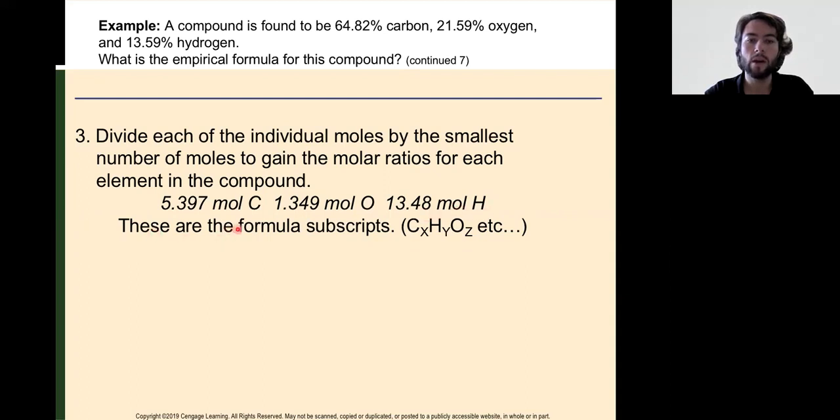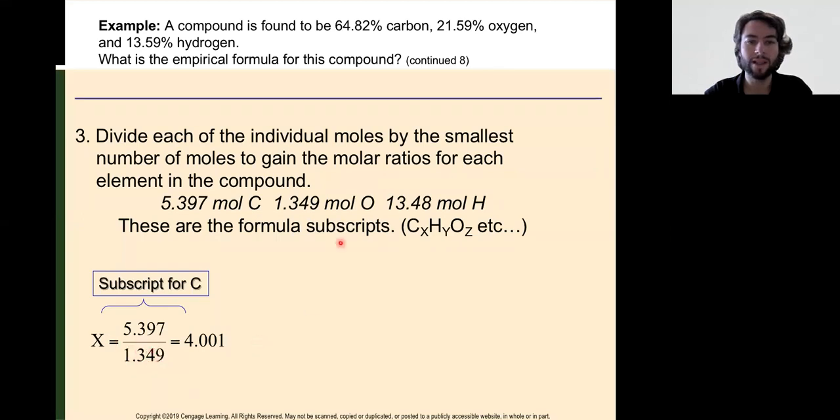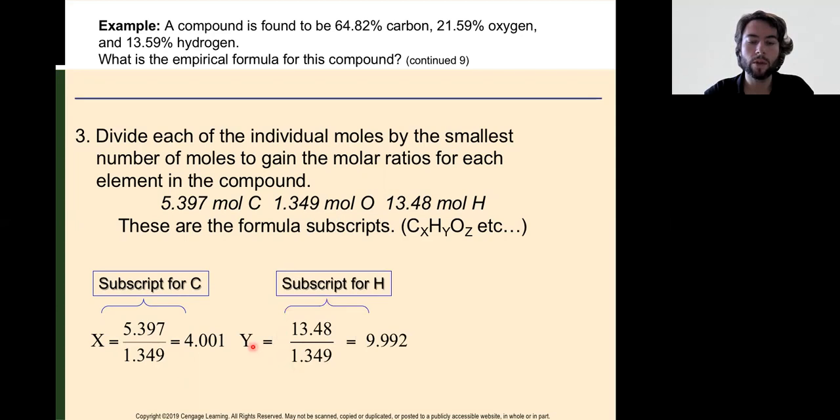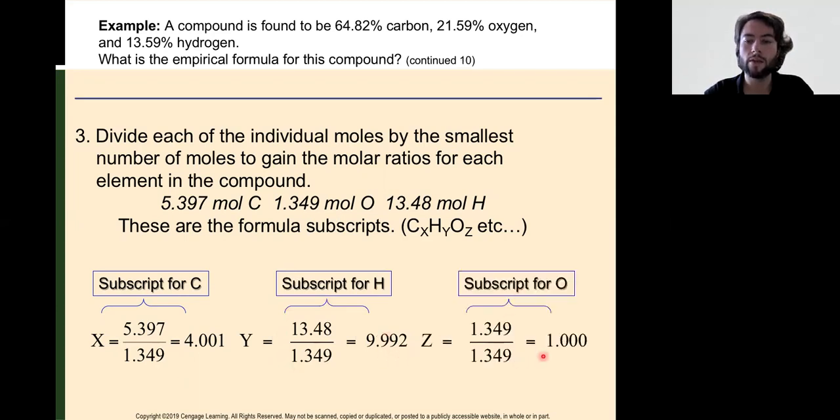And so these are for the formula subscripts, so CX, HY, OZ, etc. The subscript for carbon is going to be 4.001, so it's 5.397 divided by 1.349. 1.349 is the moles of oxygen, which is the one that's present in the least amount because it's the smallest number. Then we do the same for hydrogen, which gives us a value of 9.992. And then for oxygen, which gives us a value conveniently of 1.